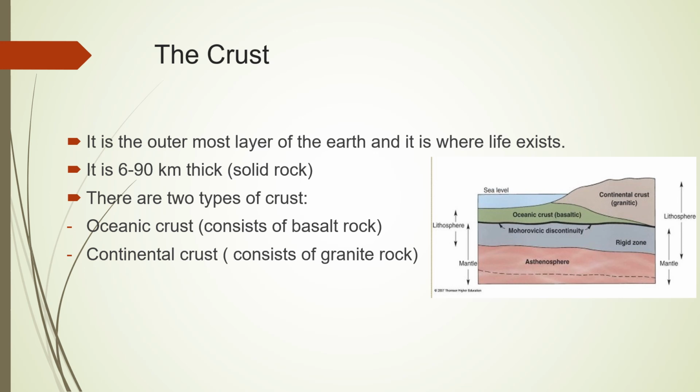Because now we know how many layers we have, learners, we are going to look at the characteristics of each layer. So now let's unpack the characteristics of these layers. Number one, we're going to look at the crust. So what is the special thing about the crust? We're going to find out about that.